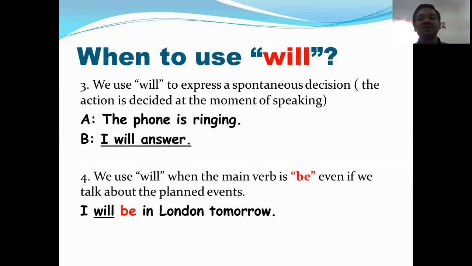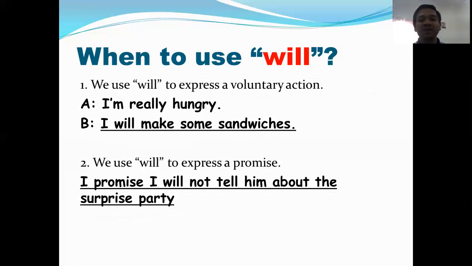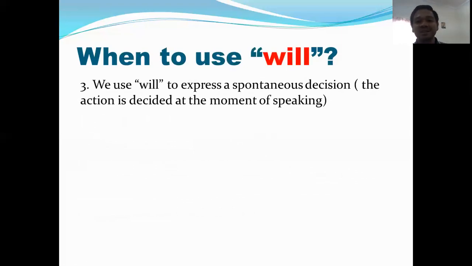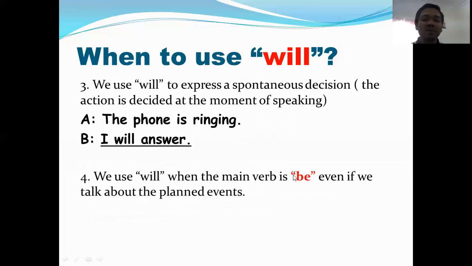Okay, take note. I hope that you are going to memorize and understand the usage of will. Once again, we use will to express a voluntary action. Number two, to express a promise. Number three, for a spontaneous decision. And number four, we use will when the main verb is be.